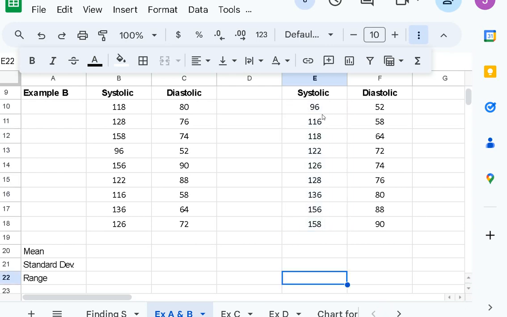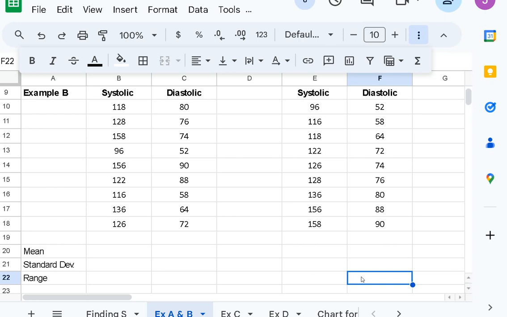What's the range for the systolic? What's the range for the diastolic? Tell you what, I'll do the systolic if you do the diastolic. Dallas, what would the range for the diastolic be here? Or how would I find that if the numbers are eluding you at the moment? You take the maximum, subtract the minimum.